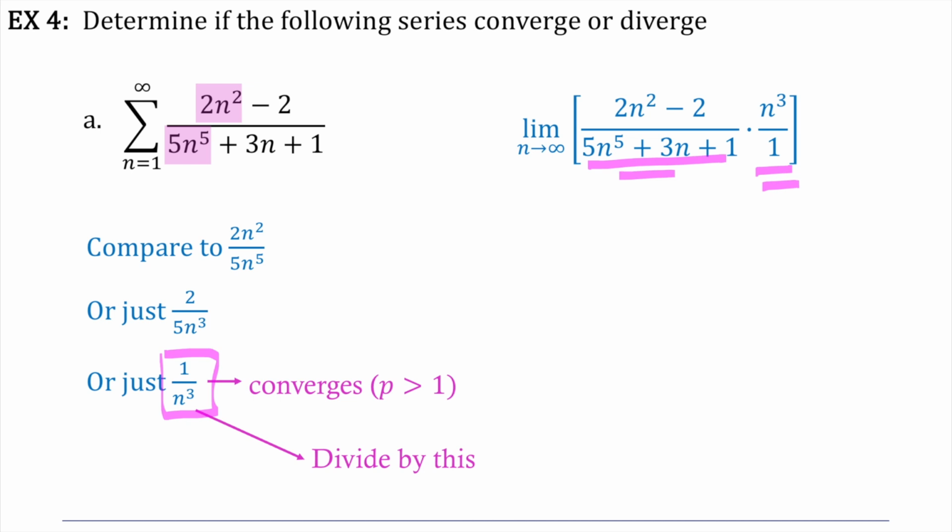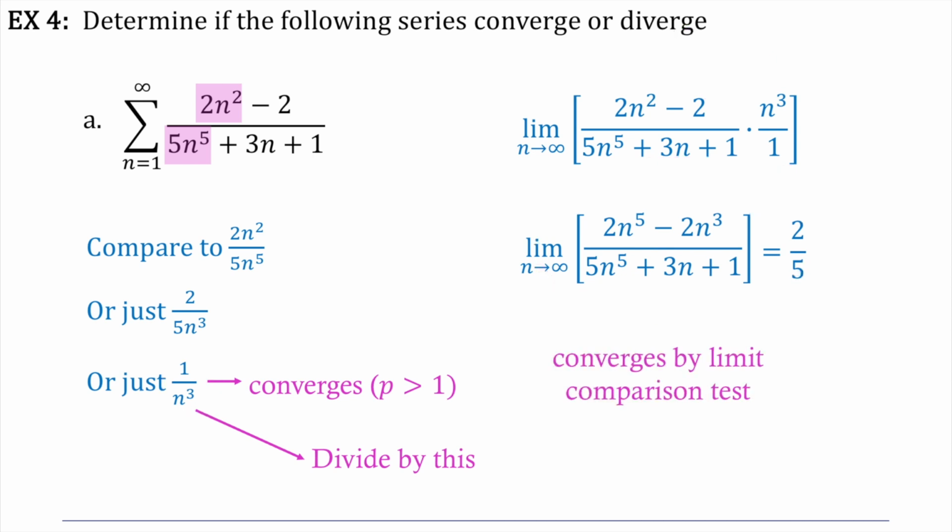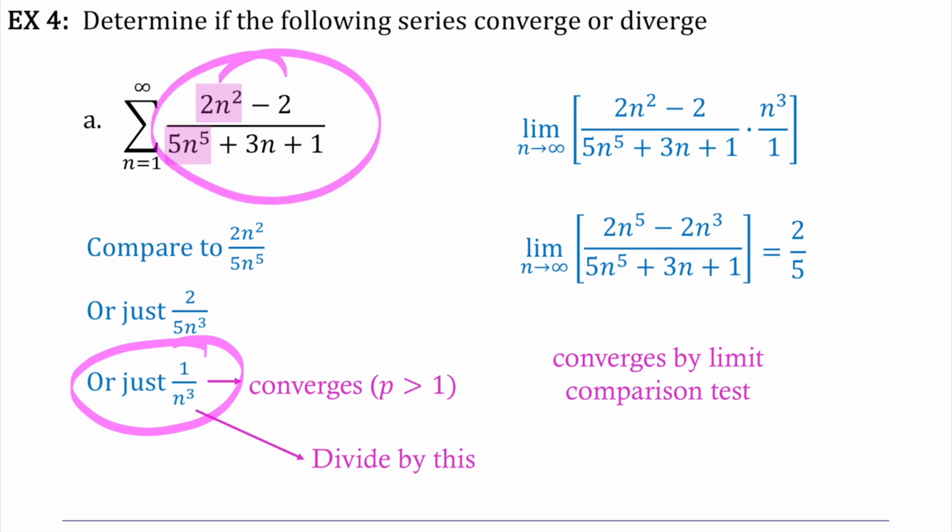And if we clean this up a bit and distribute that n cubed through, we can really see what's going on. The limit as n approaches infinity of this whole thing is 2/5. That's a number. So because what we compared it to converges, then our original one also converges by the limit comparison test.